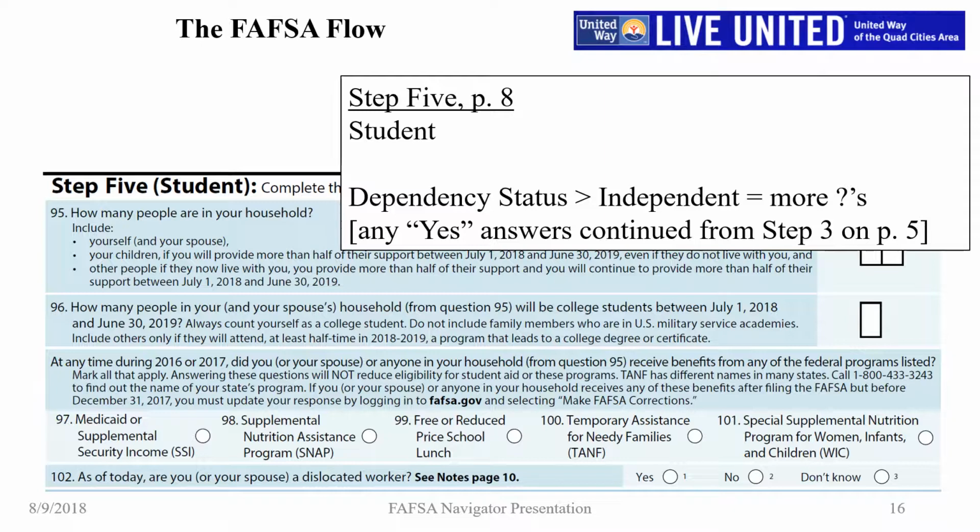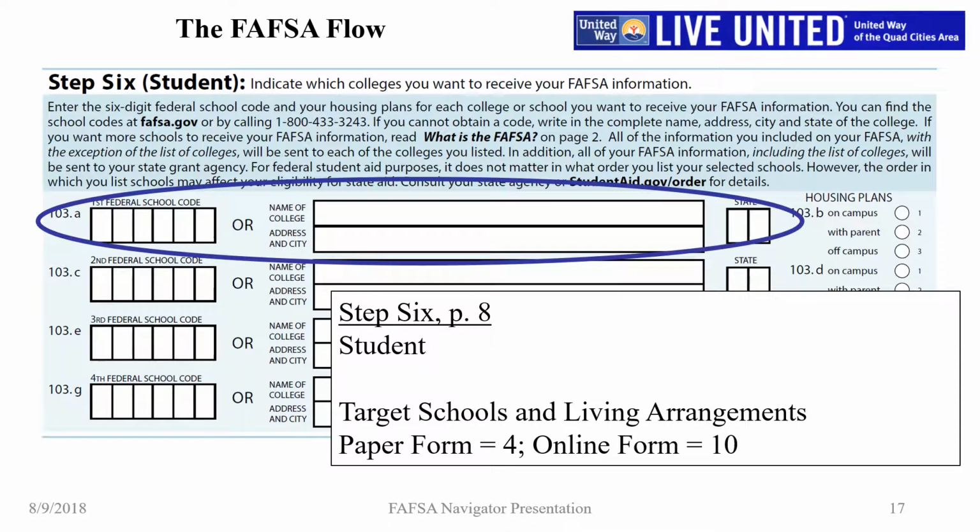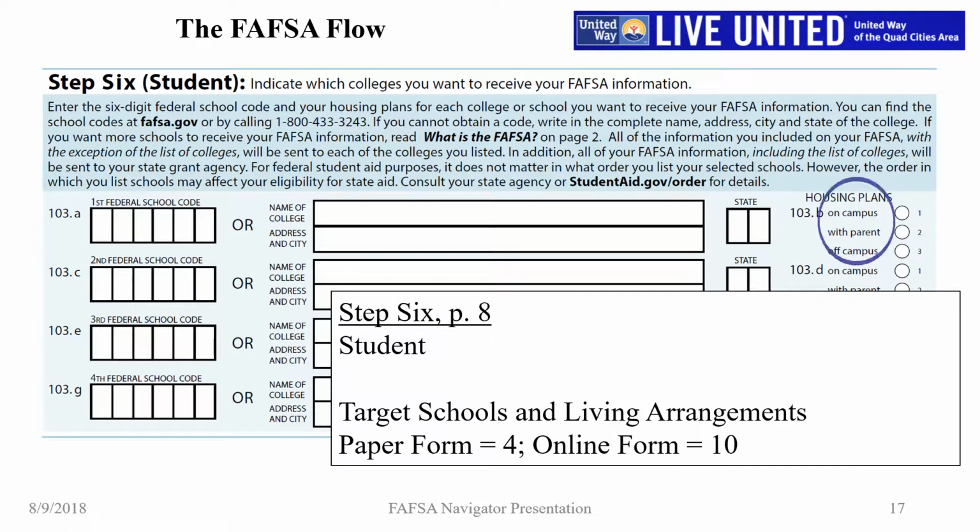Are we there yet? Step 6 in the middle of page 8 is a great set of planning questions on where are we going? What are the focus colleges or trade schools? And what will be the student's living arrangements? On campus, with parents, or off campus? The paper form provides for up to 4 schools, but the online form will take up to 10 schools. Almost done.